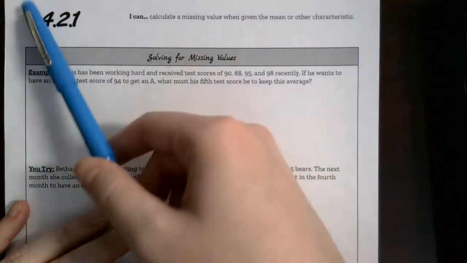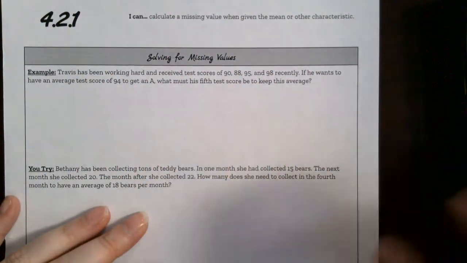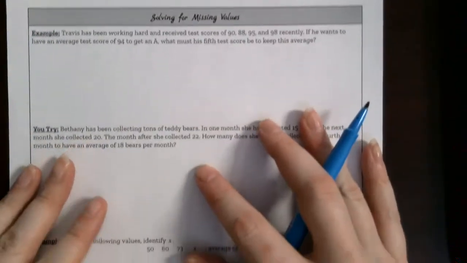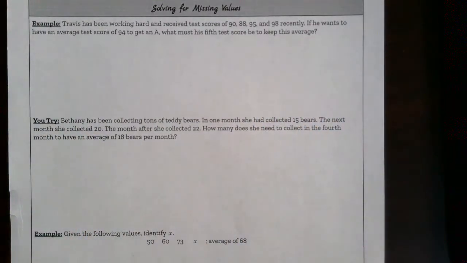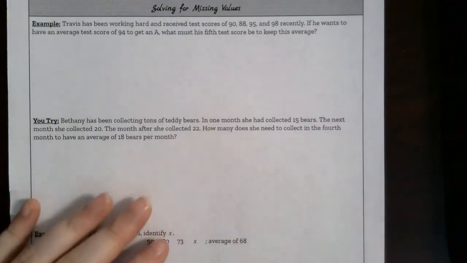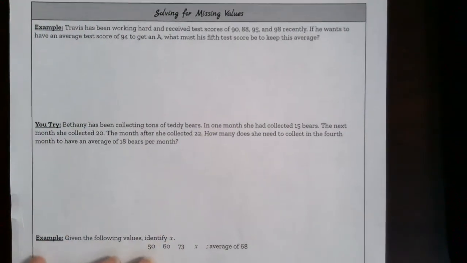Hello, in this video we're going to go through learning target 421, which is to calculate a missing value given the mean. So we're just going to jump right into an example of this because it takes our calculations of means and then we just add in some missing values.